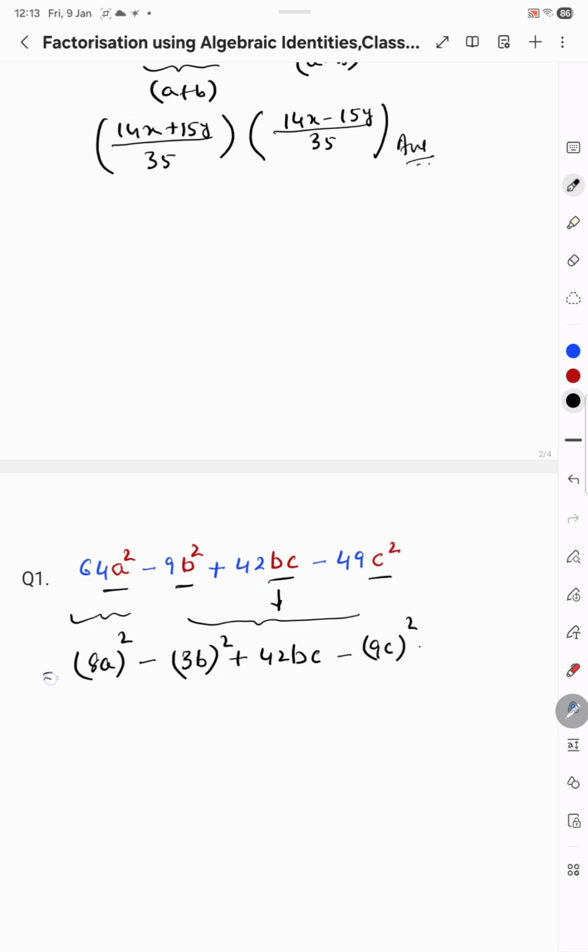Okay, so now this part let us solve it first. So here we have 3b square plus 42bc minus 9c square.